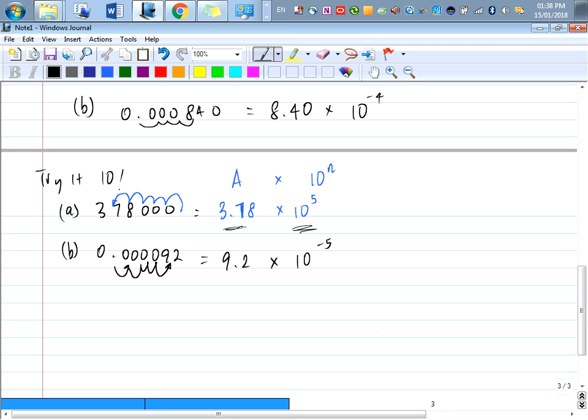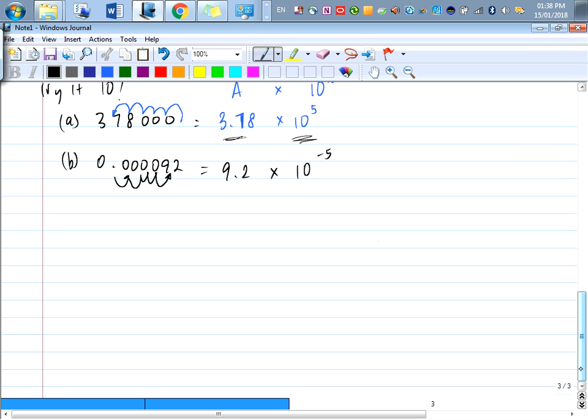So now let's go on to example number 11. Part A, express the following as an integer or a decimal. Now we're just reversing. So for part A, we have 4.25 times 10 to the power of 5. Please note that this is already in standard form. They want you to write the answer as an integer or a decimal. So how? This is actually the same as 4.25 times 10, 1, 2, 3, 4, 5.